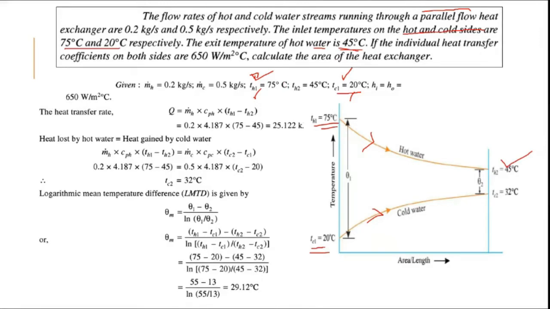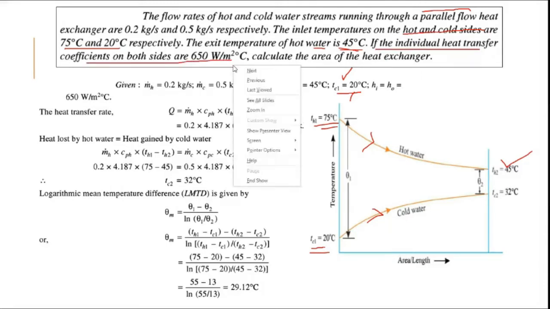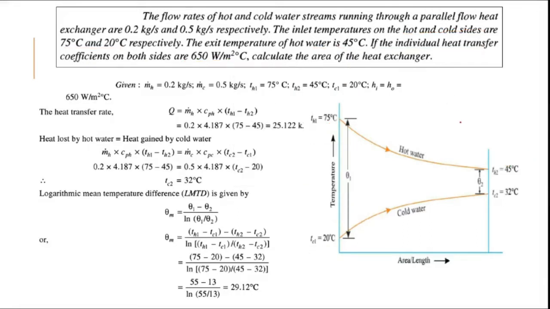Now they have mentioned that individual heat transfer coefficients on both the sides are 650 watt per meter square degree Celsius. So what does it mean? Is it the U value? Is that the U value or H value? Guys, anyone? H value, sir.